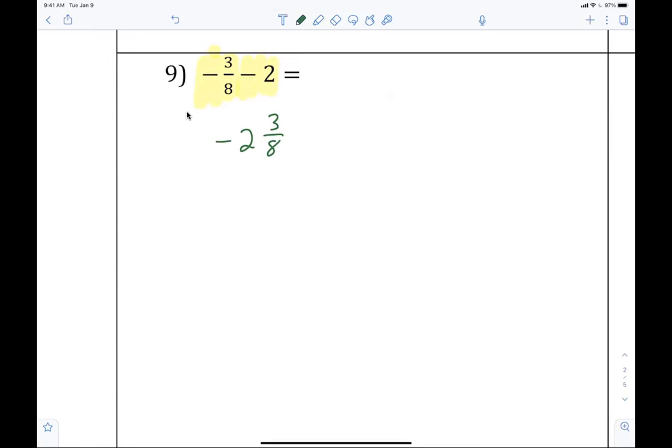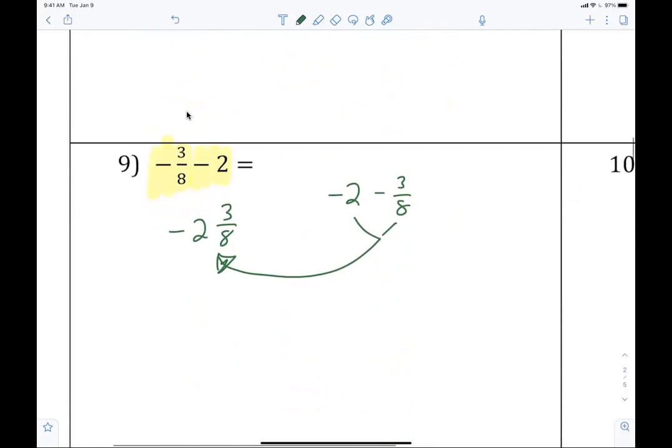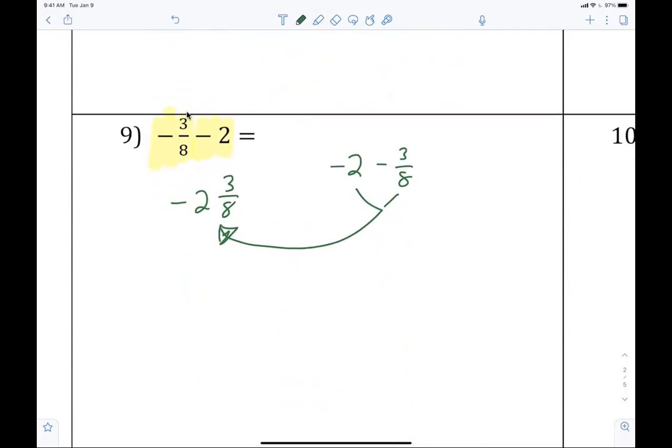Wait, so you owe 2 and you owe another 3/8. So you add them together. And when you add them together, that's how you get negative 2 and 3/8. Yes. So if one of them was negative and the other was positive, you wouldn't do that? No, that is correct. That's what this one would be up here. Okay. You with me? Yeah. But down here, they're both the same, just put them together.